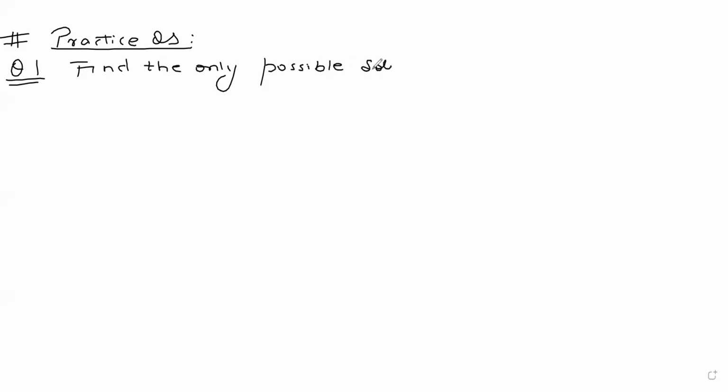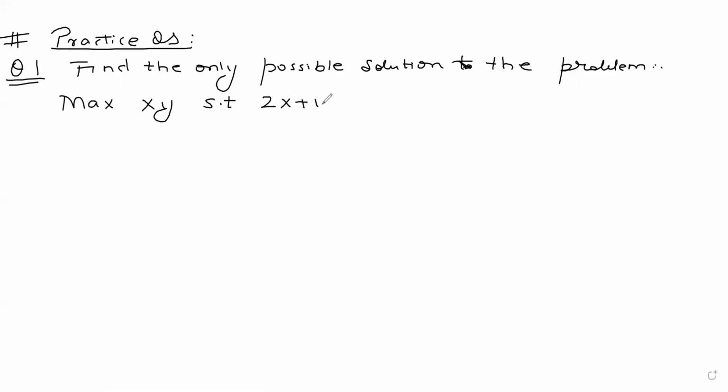Let's practice a few questions. So question 1. Find the only possible solution to the problem, which is as follows. Maximize xy subject to 2x plus y equal to m, where m is a constant.